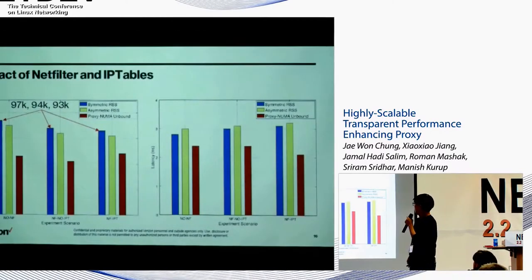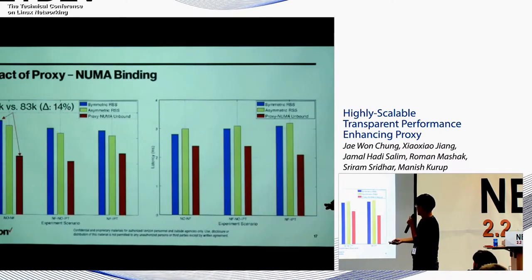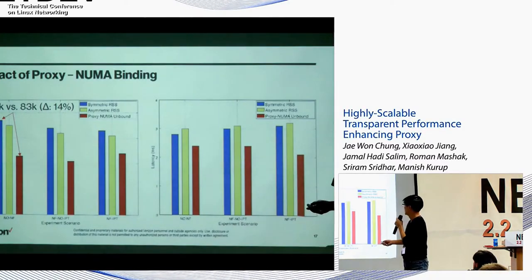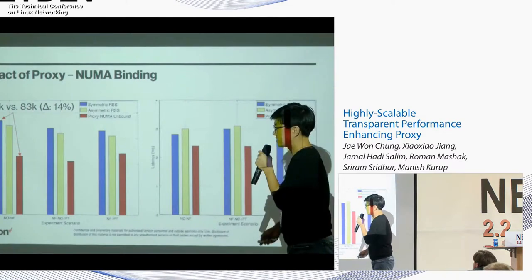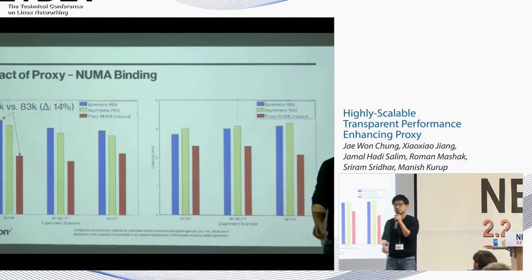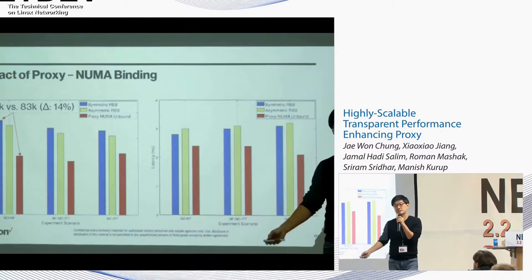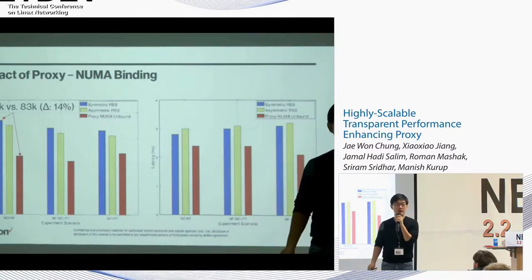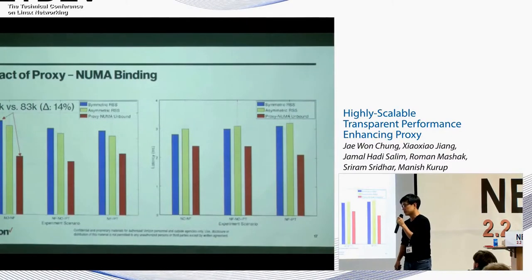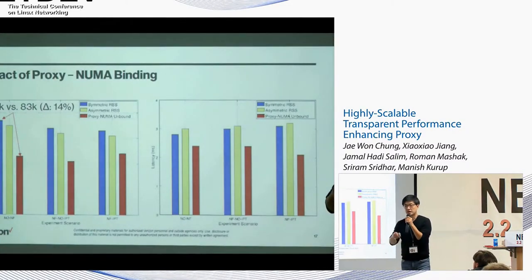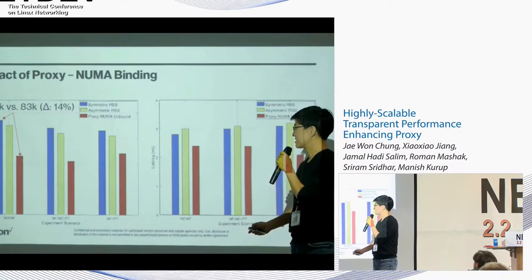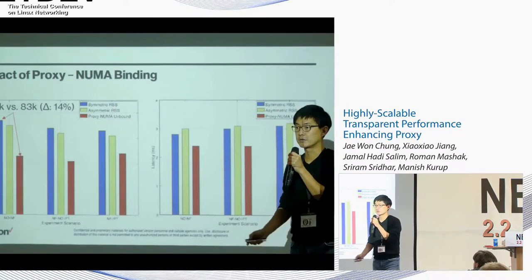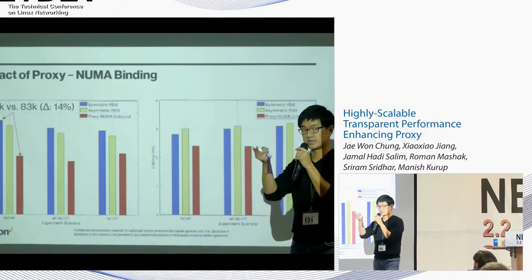Okay. All right. The next thing is the NUMA binding. Accidentally, we didn't set the NUMA binding for the proxy processes, the 20 proxy processes that we have. And it was all over the place, either NUMA 1 or NUMA 2. And the performance was going up and down. It was not even consistent.